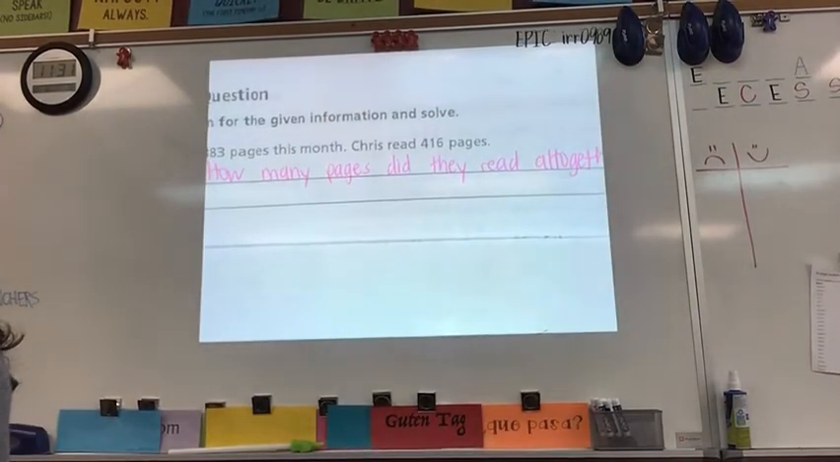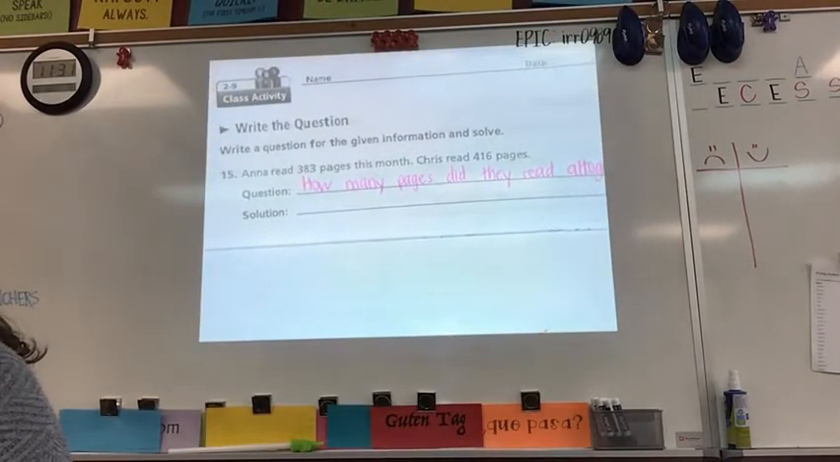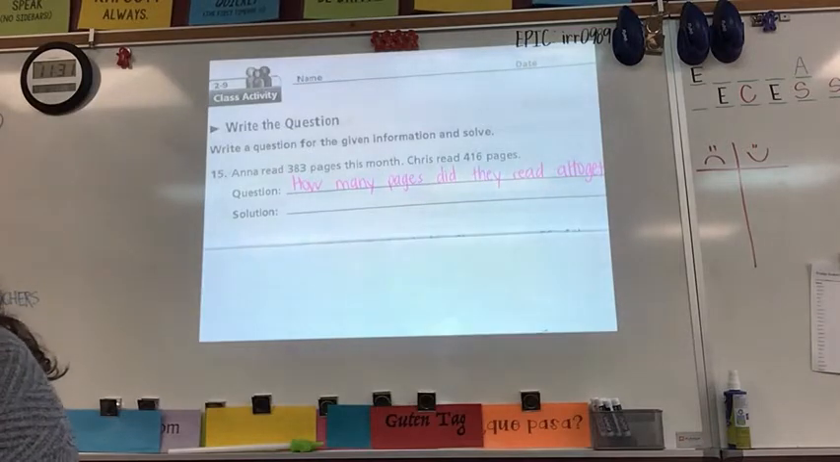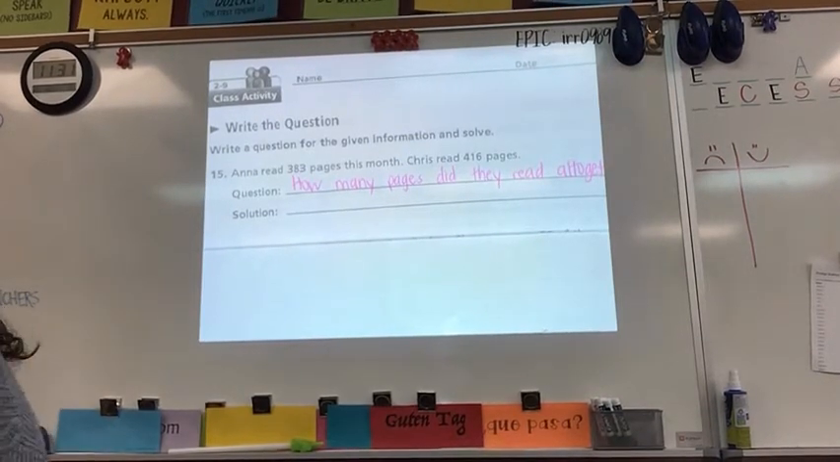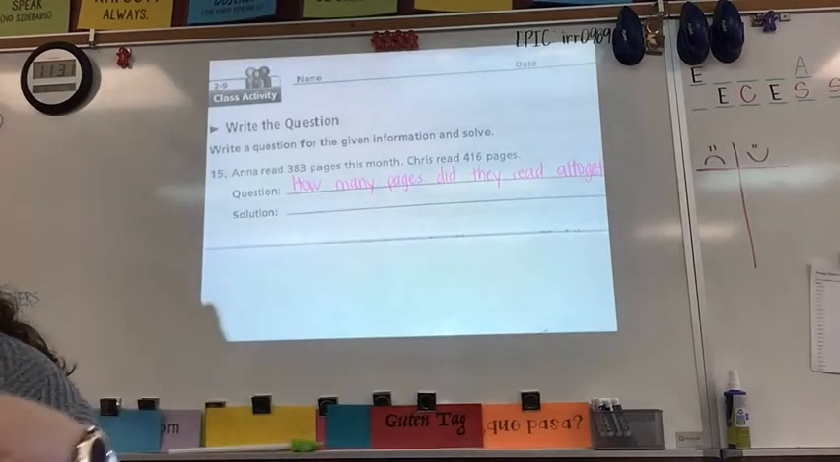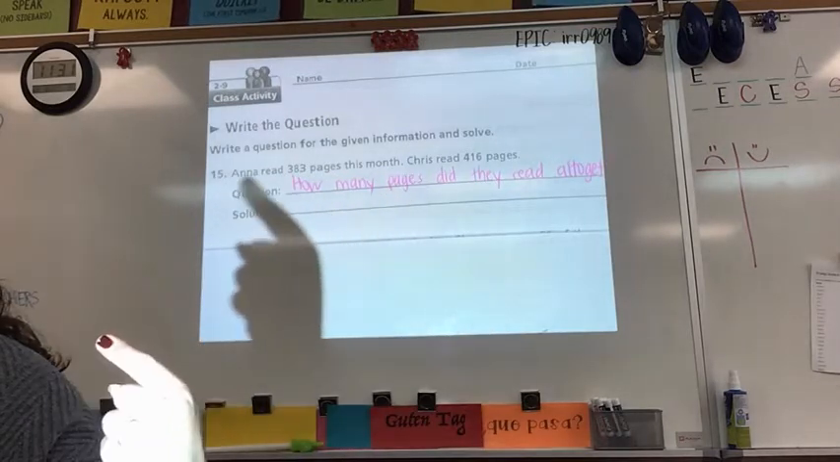Hocus pocus. Everybody focus. Did anybody have a different question you could have asked? If Anna read 383 and Chris read 416, instead of adding those two numbers all together, what else could you ask with that information? Emerson? How many fewer pages did Anna read than Chris? Ooh, how many fewer pages did Anna read than Chris? Or how many more pages did Chris read than Anna.